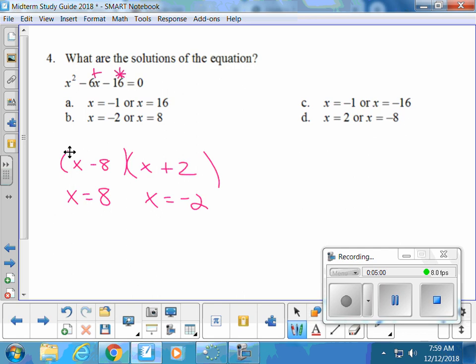So, a refresher on solutions. Solutions are whatever values could go in for X that would make that binomial equal to 0. So what do we go with? B again? A lot of B's.